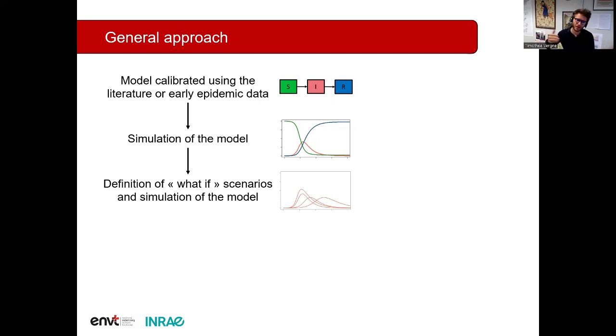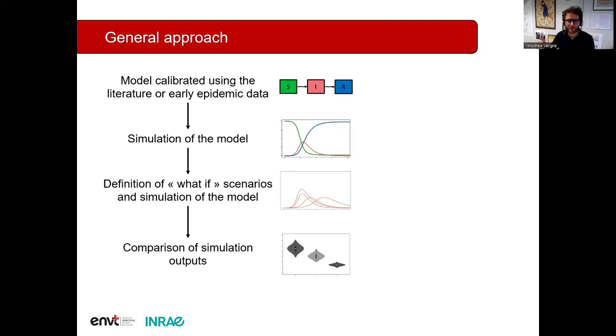And then under each of these what-if scenarios, we can simulate the model and look at the trajectory of the epidemic. And from this, we can synthesize these different trajectories and compare the different scenarios in terms of different epidemic metrics, like, I don't know, duration of the epidemic or number of infected farms, and so on and so forth. So that's the general approach of the second objective.